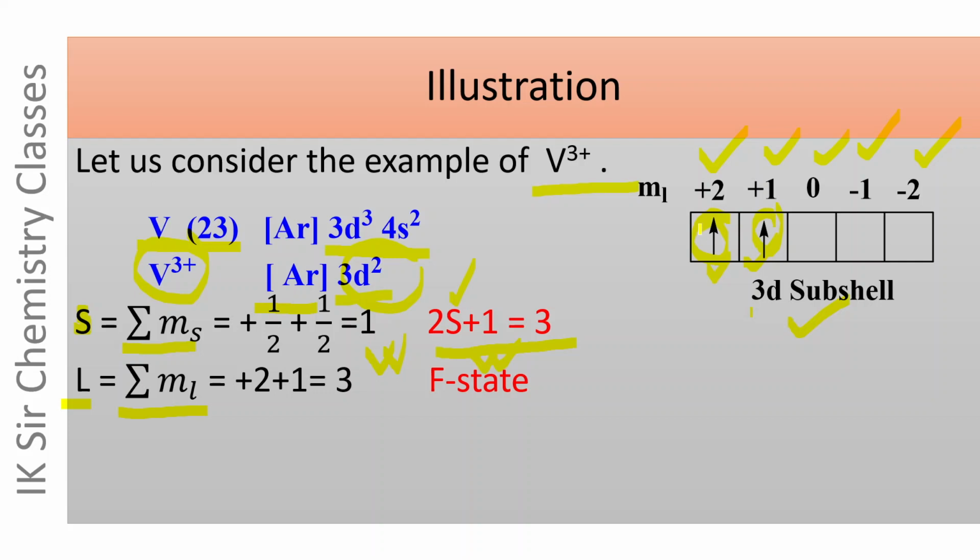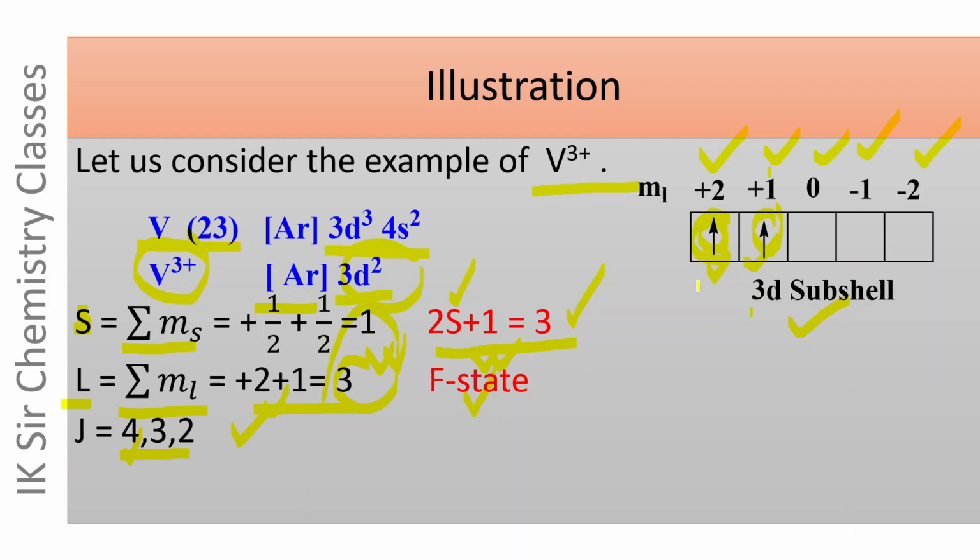The first electron has ml value plus 2 and the second electron has ml value plus 1. On adding, we get capital L equal to 3, and this is F state. 2S plus 1 is triplet state. Capital J varies from L plus S to L minus S. L plus S will be equal to 4, the highest value, and the minimum value L minus S is 2. The value of J varies from L plus S to L minus S in integral steps, and accordingly there are 3 values of J: 4, 3 and 2.